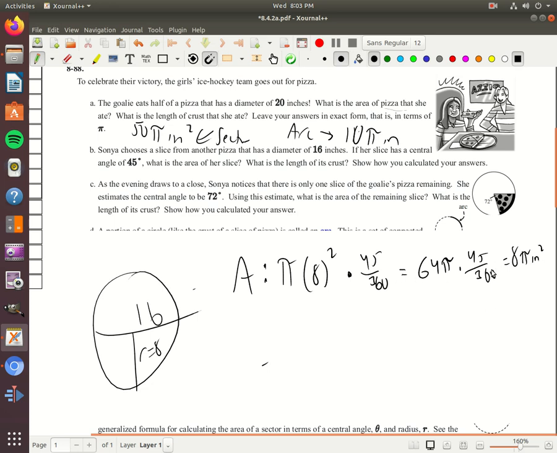I'll tell you, if you're good at fractions, feel free to do it the way I did. If not, grab a calculator. Okay, so that's how much of the area of the sector is gone there.